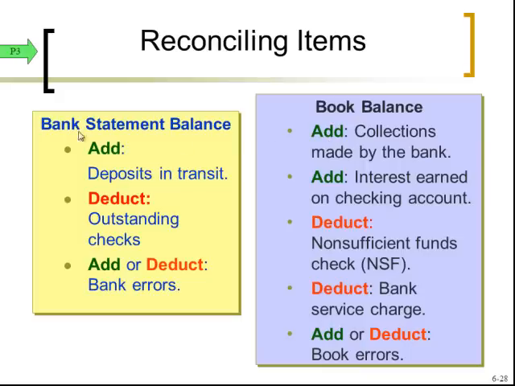It's already on the bank statement. Now we have to add it into our side. We may also add interest earned on checking account. The bank already recorded that, but we have not yet, so we need to add it in.